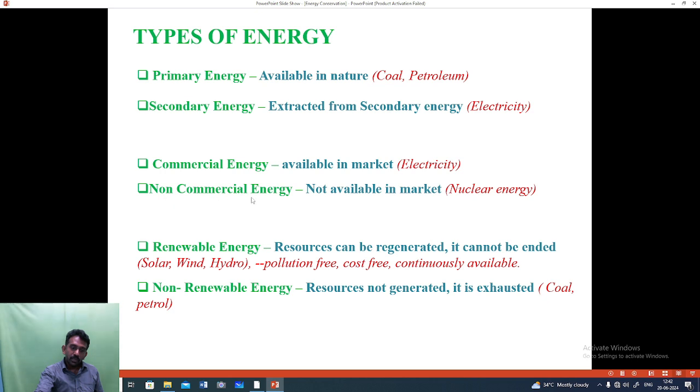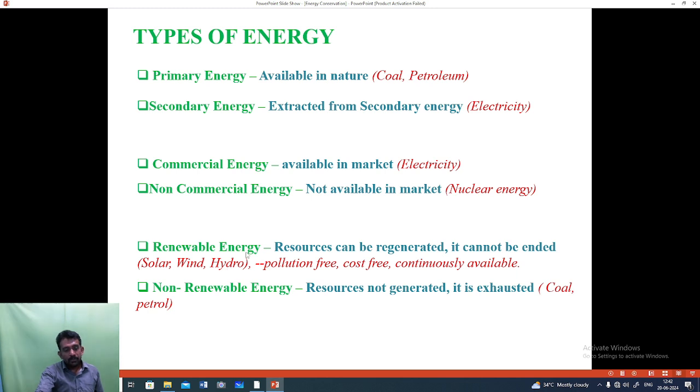And coming to the non-commercial energy, those are not available in the market, not available for purchase, especially for public concerns. One of the best examples is nuclear energy. And coming to the renewable energy, renewable energy can be regenerated, it cannot be ended. And coming to the non-renewable energy, it cannot be regenerated, it is exhausted. The basic examples of renewable are solar, wind and hydro.